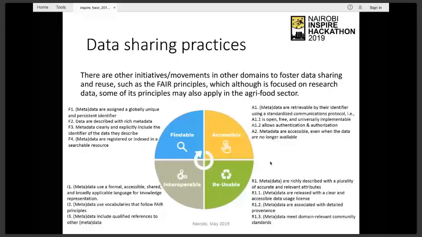And for each of these aspects, we have a kind of checklist on how to make it happen. But like I said, this was created for scientific domains, but it can actually apply as well to the agri-food. So this is the first part, the introduction.